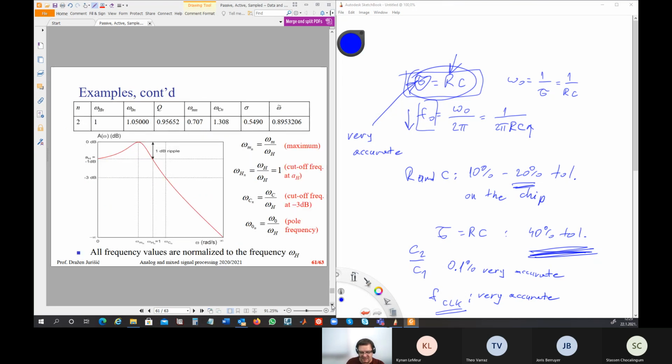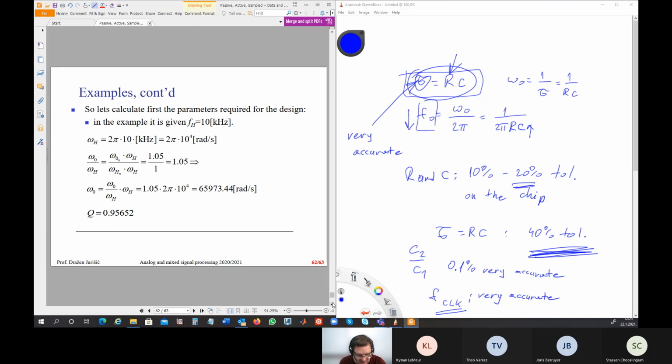The tables will give us Q, and will give us omega 0. And here are the real and imaginary parts. This is the maximum frequency. But they are all normalized to omega h, which is the cutoff frequency. Then the cutoff frequency is equal to 1, and this is minus 3 dB. So you can read many things from the tables. This is the maximum, this is the cutoff minus 3 dB, and so on.